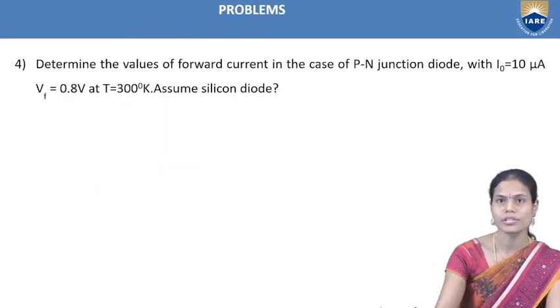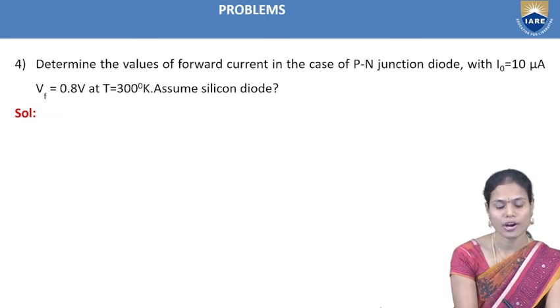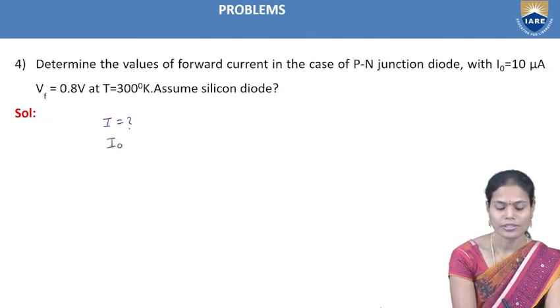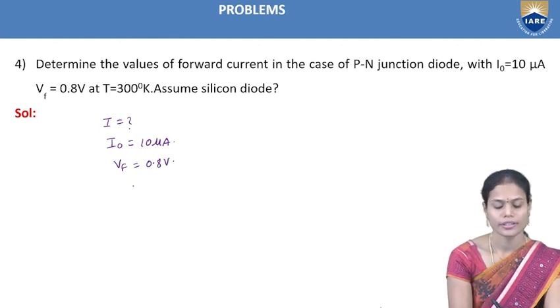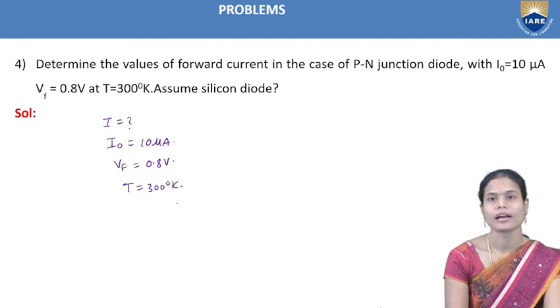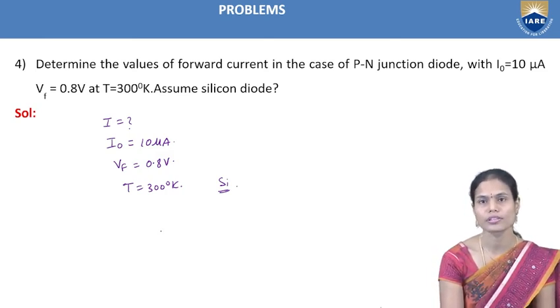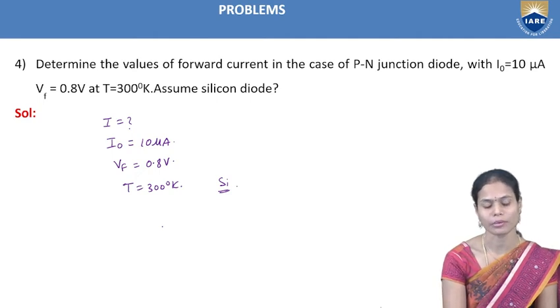And the next problem is: determine the value of forward current, that is I, in the case of a PN junction diode with I naught, the reverse saturation current, of 10 microamperes, and VF, the forward voltage, of 0.8 volts. The temperature T is given as 300 degrees Kelvin, and assume it is a silicon diode. So we need to find how much forward current is flowing in the circuit using these parameters.